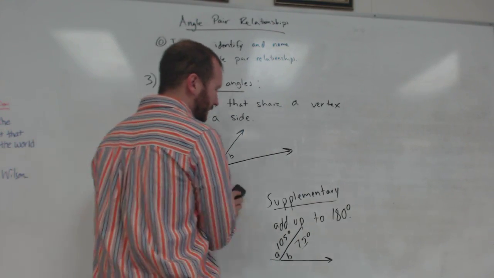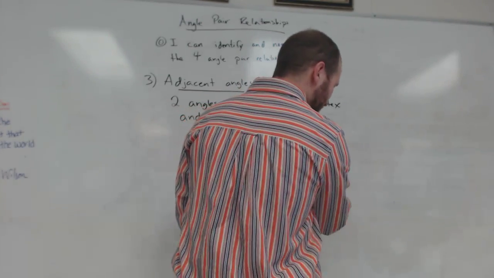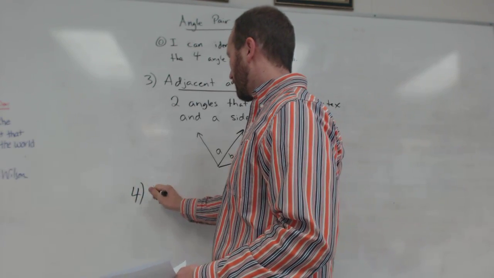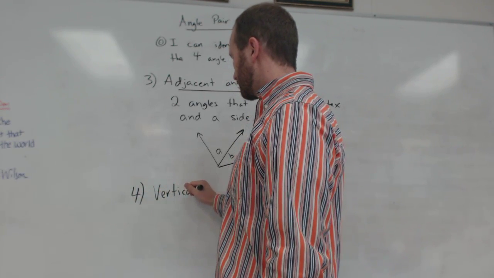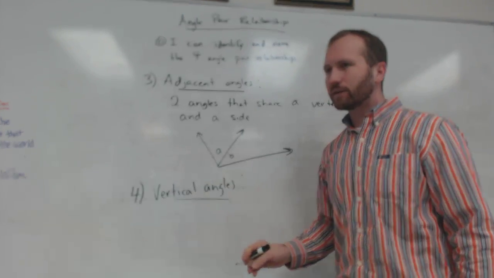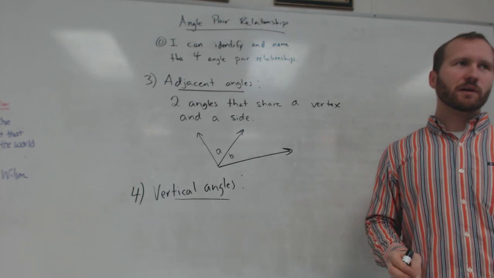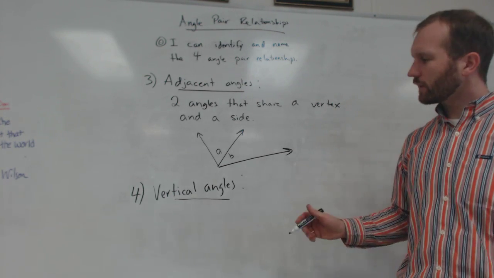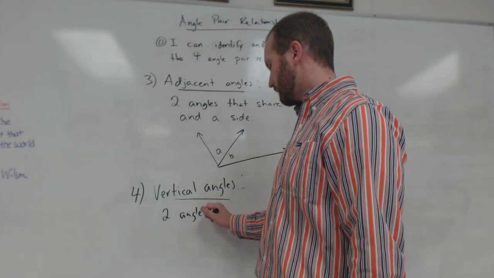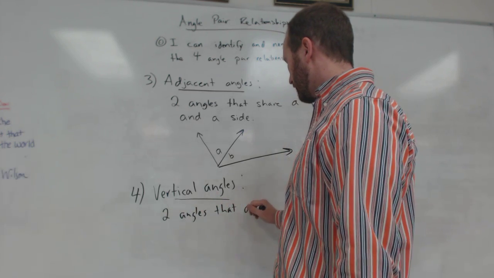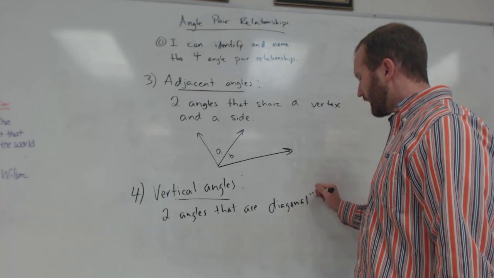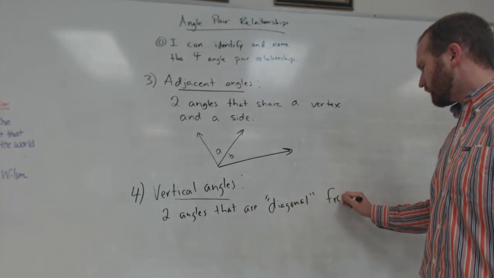Then the last one. This is probably the most important, I would say. Are called vertical angles. I know what that is. Yes, and this is what you were saying earlier. What did you say earlier, Mira? Like when they're diagonal from each other or whatever. Yeah, I like how you put that. And I want to spend a little time on this one. Two angles that are diagonal from each other.